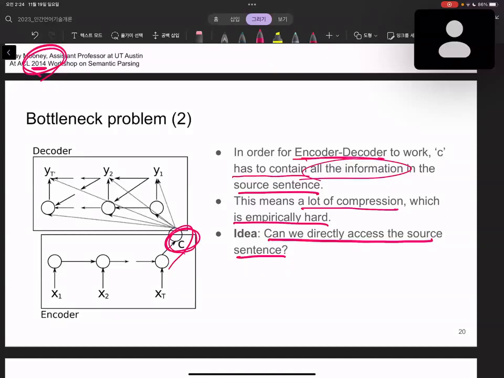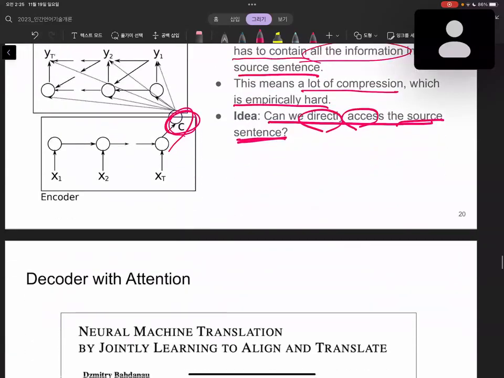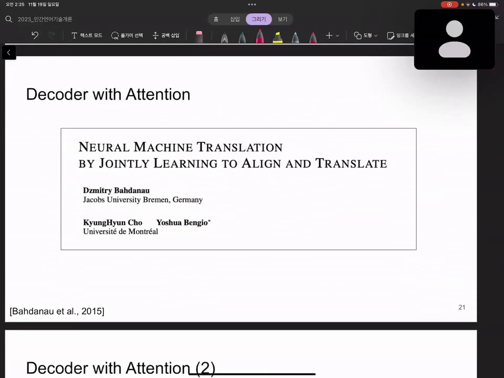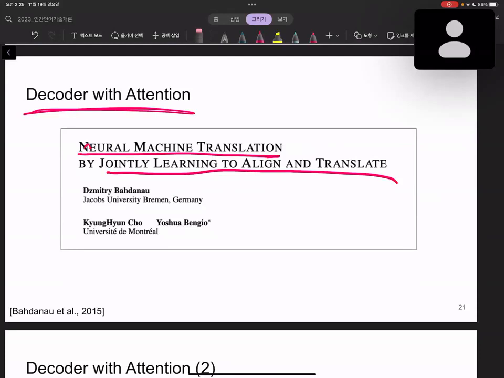Okay. So the motivation of addressing this limitation is to access the source sentence directly. That is the basic motivation, and that is the motivation of attention. Decoder with attention. Neural machine translation by jointly learning to align and translate.